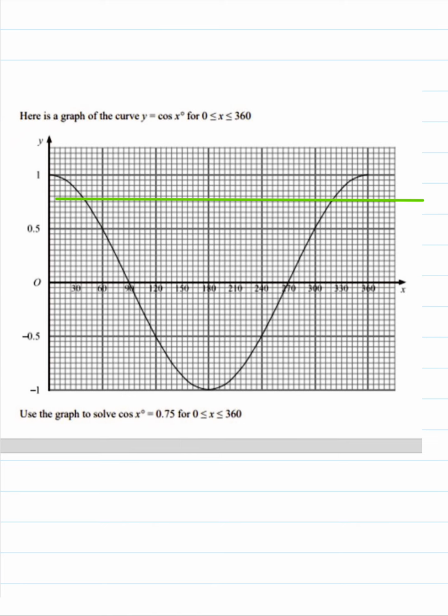We need to see where this curve crosses the green line that I've drawn. And it's a good idea, if you're in an exam, to always draw a line at the value we wish to solve for. This happens twice between 0 and 360 degrees. From the graph, the first crossing is about x equals 42. So we've got our first x value.